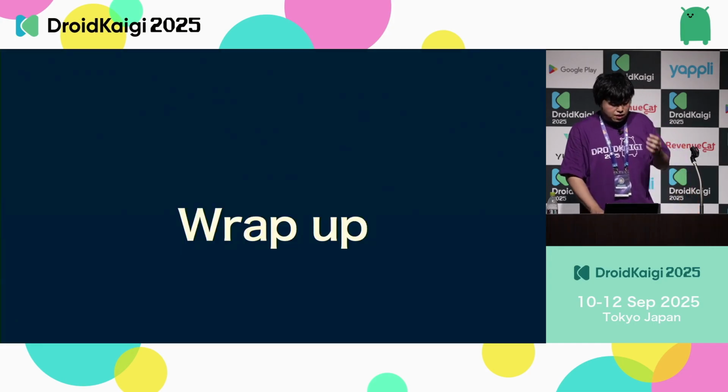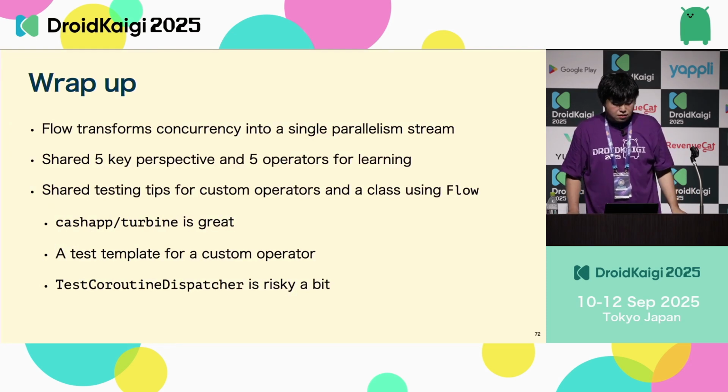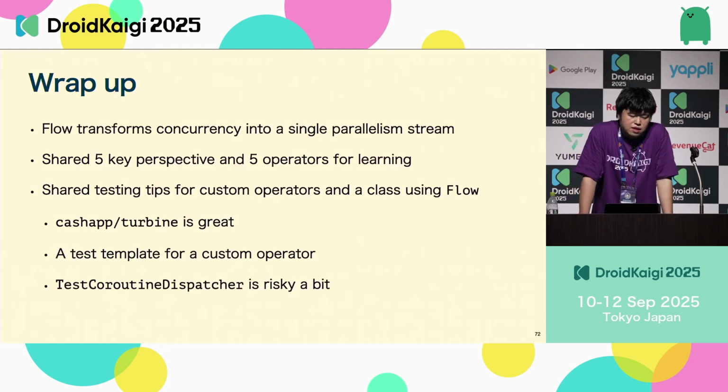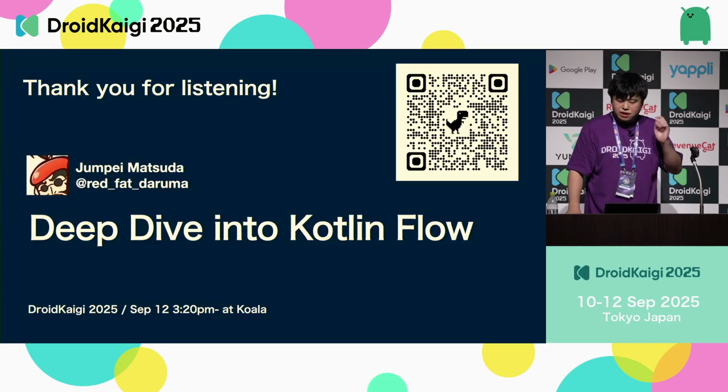Okay, let's wrap up the presentation. The flow is a stream, and its API is designed to transform concurrency into a single-parallelism downstream. In this session, I shared the 5 key perspectives of flow and the 5 operators for running flow more. And also, I shared several tips for flow testing, like a test template for custom operators. That's it. Let's write safe flow code.